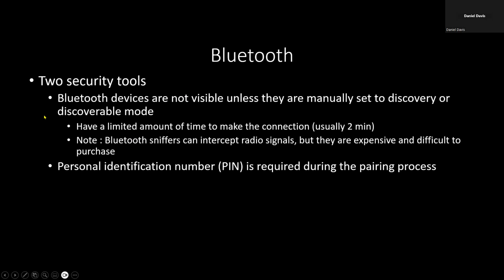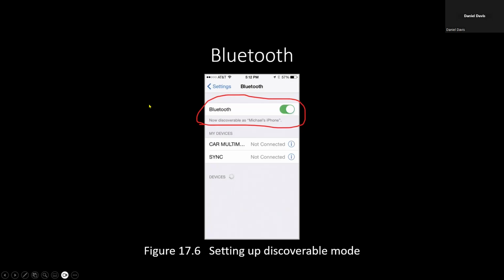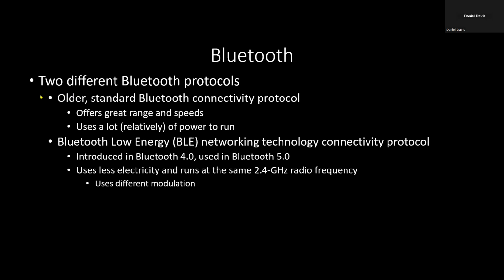There are two main security tools that we use to help secure Bluetooth devices. One is that we have the ability to make them invisible, or more specifically, Bluetooth devices are not visible unless they are manually set to a discoverable mode. So that is one security tool available. The other is that we have a PIN, a personal identification number, that is required to pair a device. That is the second tool available. And this is just a screenshot from a device showing the option to toggle Bluetooth from a discoverable mode to a non-discoverable mode.